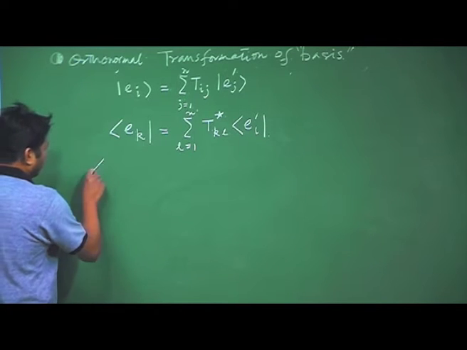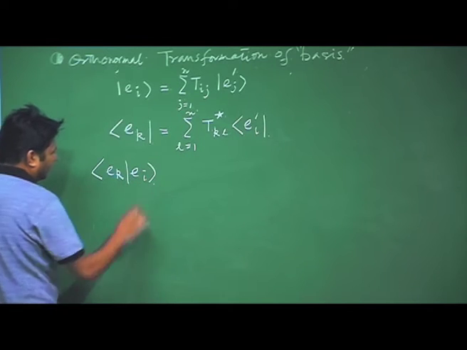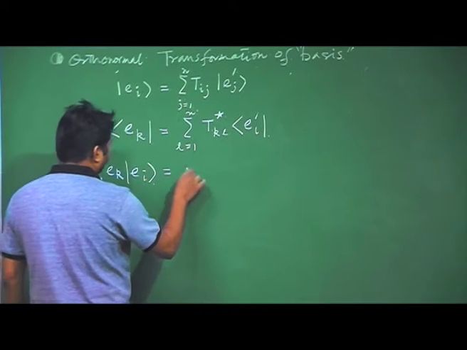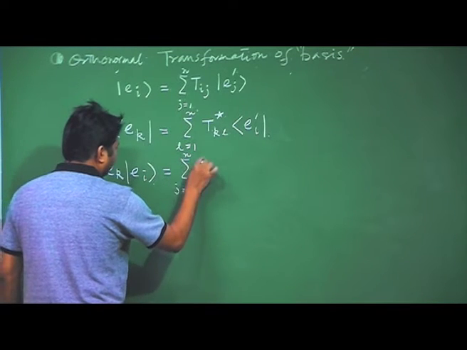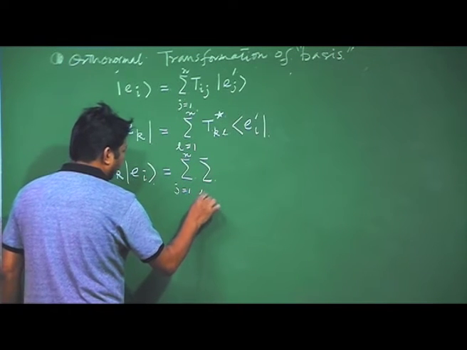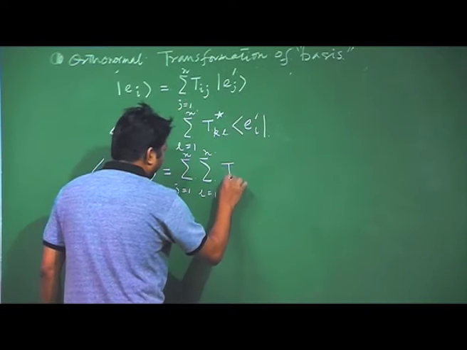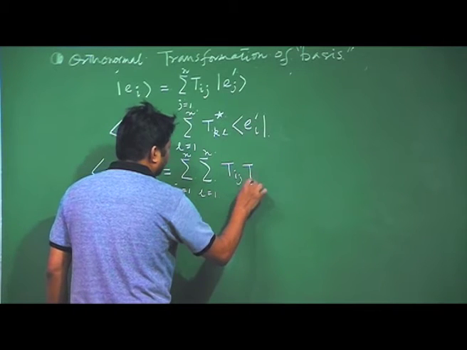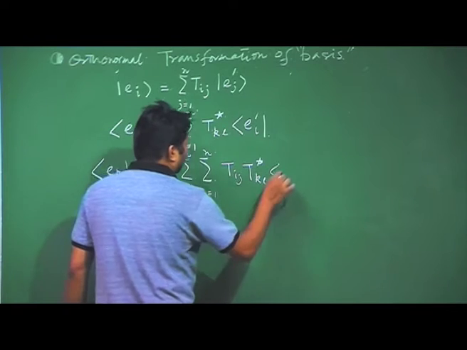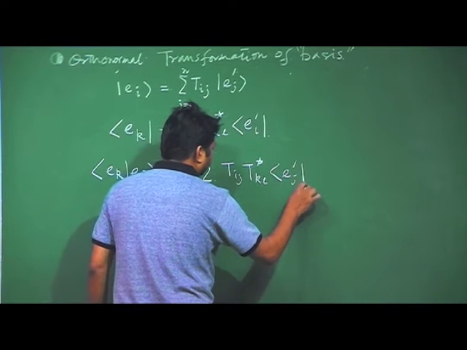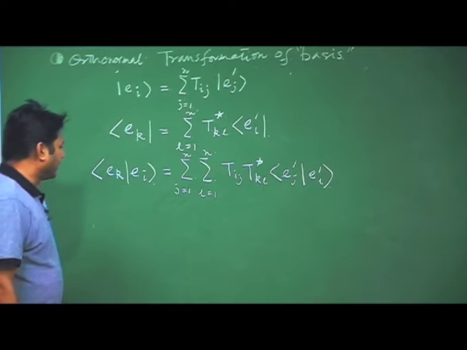So now if I multiply this Ek Ei, in the right hand side I should write it as sum over j from 1 to n, sum over l from 1 to n, Tij Tkl star Ej prime El prime, an equation like this.